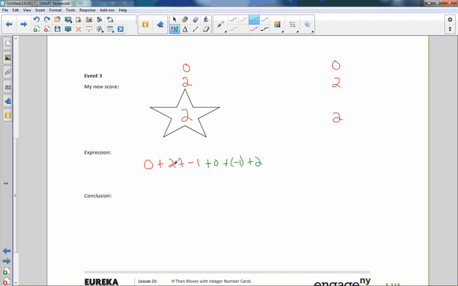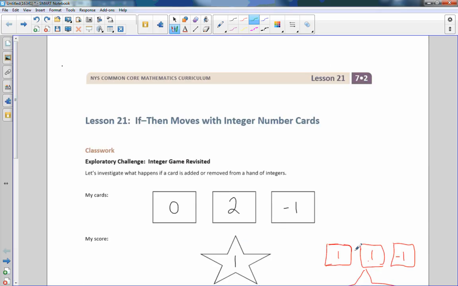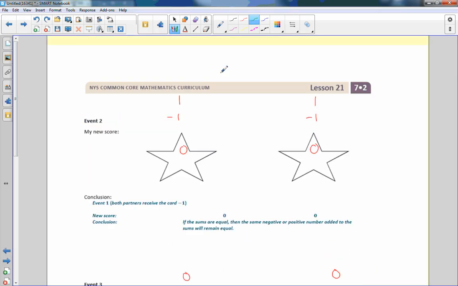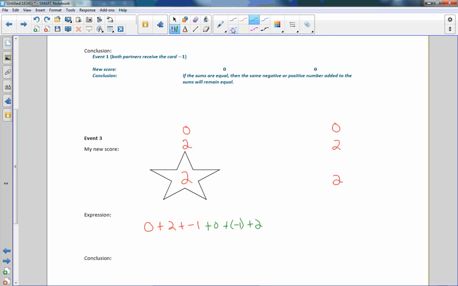So I had 0, I added 2, I add 1, I had an original 1. Added 0, still 1. Subtracted 1, I'm down to 0. Add 2, I'm now up to 2. And then if I did the same for the other partner, their numbers were 1, 1, and -1. Okay, so when I go back and do this, then it's going to be 1 plus 1 plus -1, which equals 1, just like this 2 plus -1 did. Now I'm going to add 0, add a -1, and we just added 2.